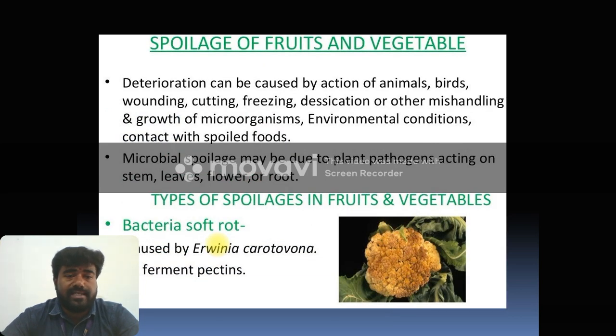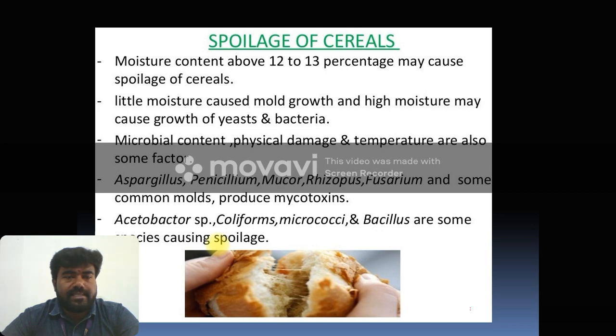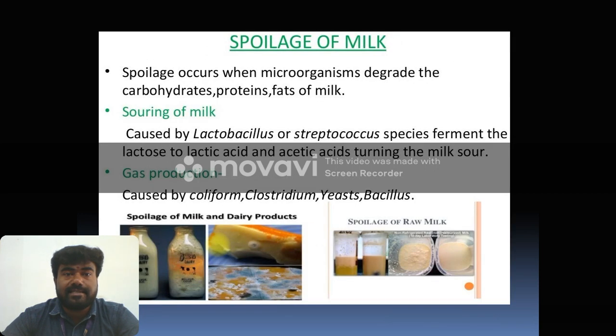Okay, spoilage of fruits and vegetables. The main agent is bacteria such as Yersinia, and these are mostly found in the spoilage of cauliflower. Then black mold rot in tomato, Rhizopus and Alternaria rot. Then spoilage of cereals, especially Aspergillus, Penicillium, Mucor, Rhizopus and Fusarium. Example bacteria are Acetobacter and coliforms, then Micrococcus and Bacillus. The spoilage of milk is caused by Lactobacillus and Streptococcus species. Some organisms also produce gas, caused by coliform bacteria, Clostridium, yeast and Bacillus.